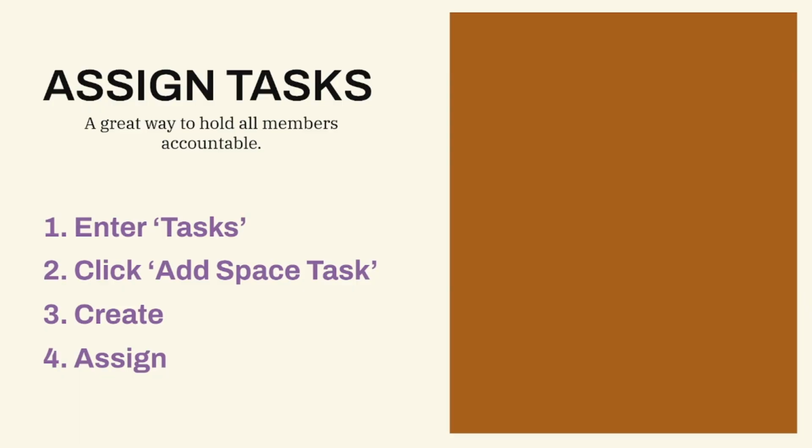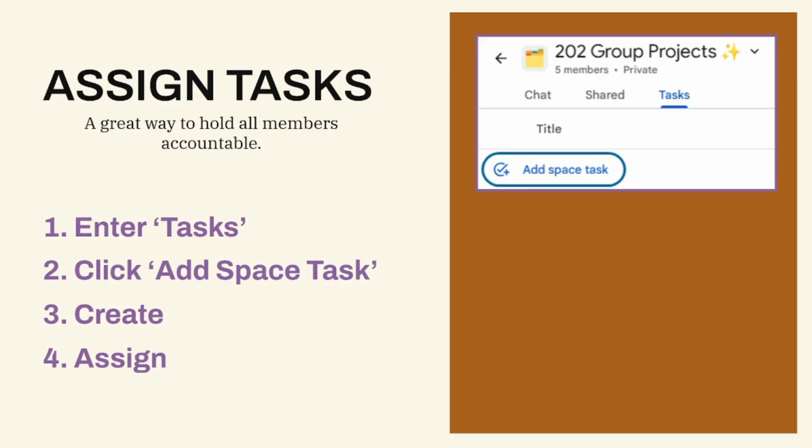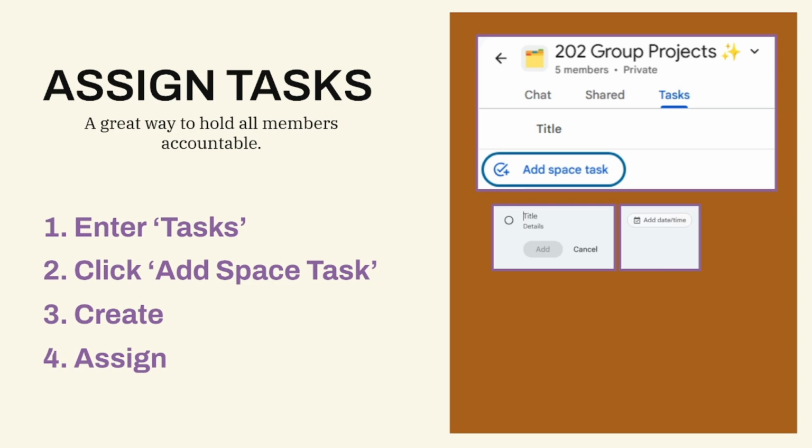You can also assign tasks in this space. That will be the tab next to the shared section, which helps keep your team accountable. Here's how it works. You click on tasks in your space, and then you would choose add a space task. You can then write the task, include any details like date and time, the name of it, what specifically you might want done. And then you can go ahead and assign it to a member in the space.